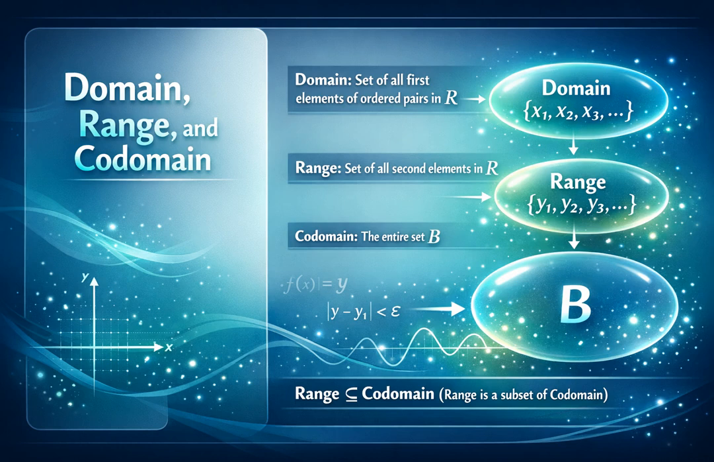Every relation has three important components. The domain is the set of all first elements in the ordered pairs of the relation. The range is the set of all second elements. The codomain is the entire set B. Remember, the range is always a subset of the codomain.